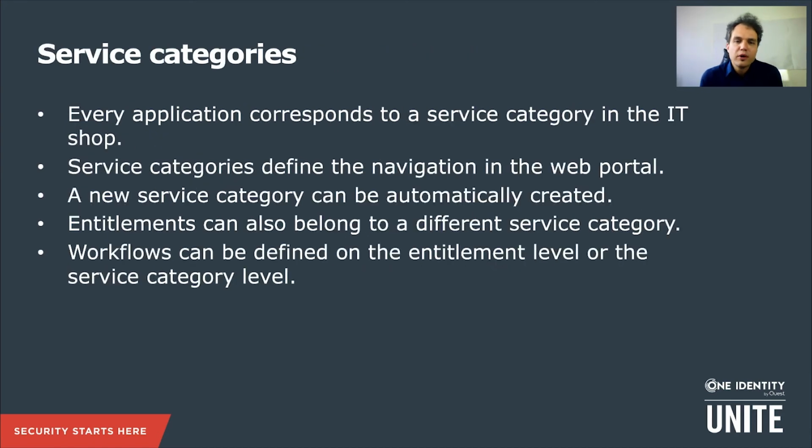Every application corresponds to a service category in the IT shop. Now, if you recall, service categories define the navigation in the web portal. So an end user goes in, finds a service category containing the relevant entitlements, and submits a request. It's important to note that entitlements can also belong to a different service category. If you have an application consisting of a large number of entitlements, it makes sense to split them up in several service categories, as this will help users find the right items for the right access that they need.